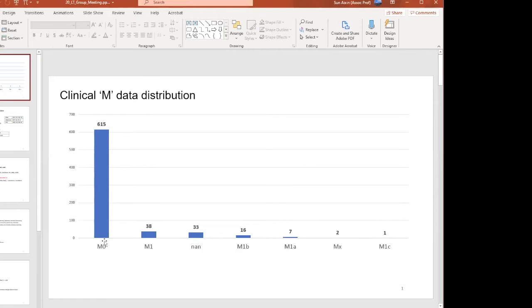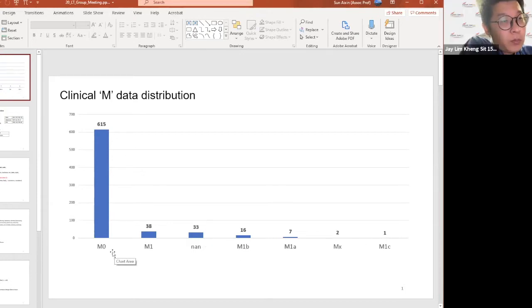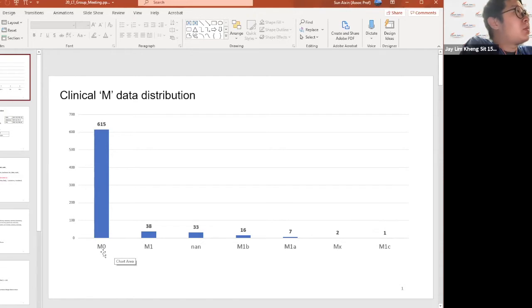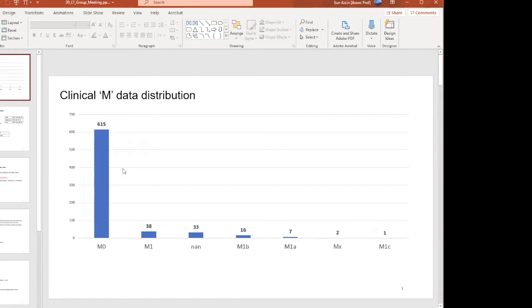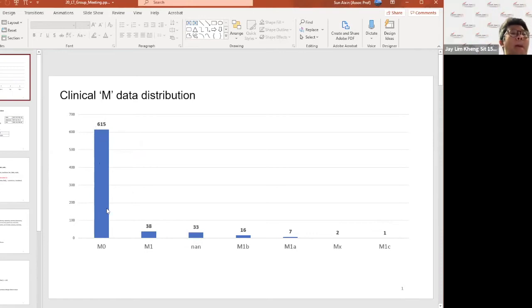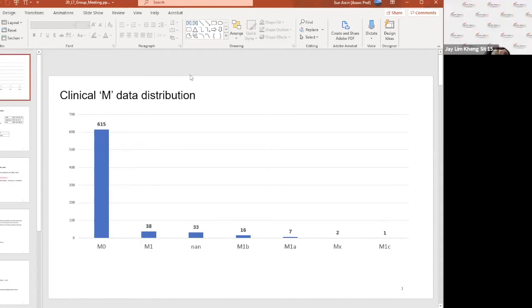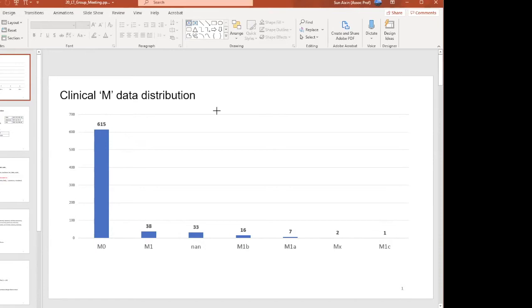So this is the clinical M data distribution. If we just look at this distribution, M0 is 600 plus, M1 is 38 and 933 and so on, right? Yes. And for any prediction, this will be extremely hard, regardless of what kind of content is inside. The reason is that we call it imbalance classification. So it's basically one class dominates everything, and the remaining have very few, right?